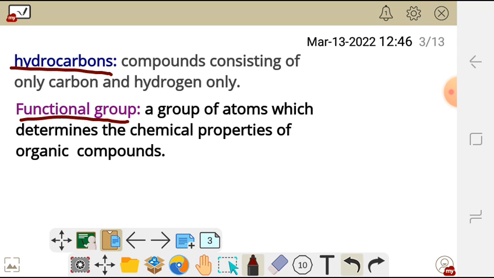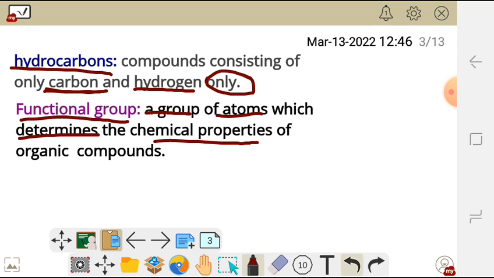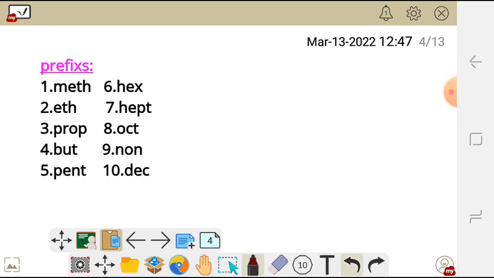Hydrocarbons are compounds which consist of carbon and hydrogen only. And a functional group is simply a group of atoms which determines the chemical properties of organic compounds. Make sure you know these terms so that you understand what we are going to talk about in the next group, alkanes. So let's start.